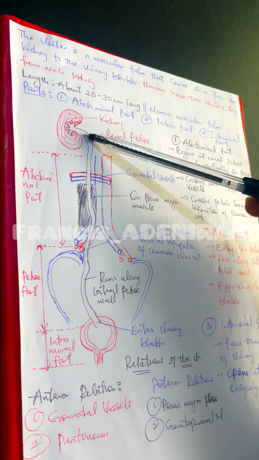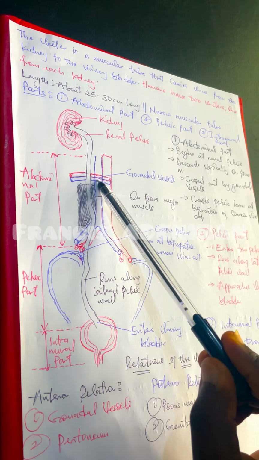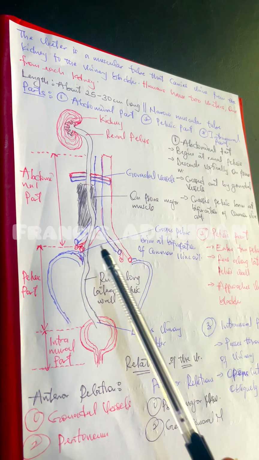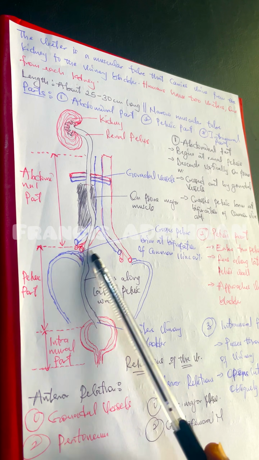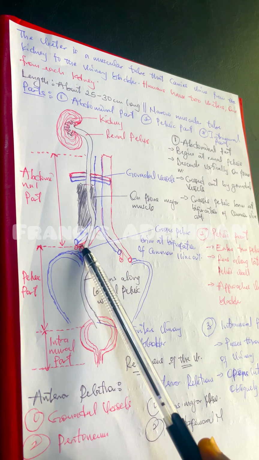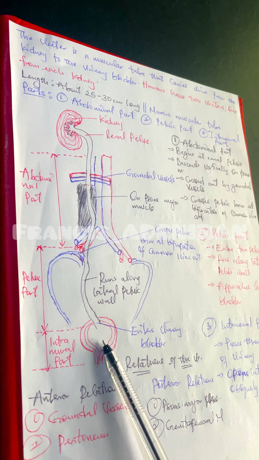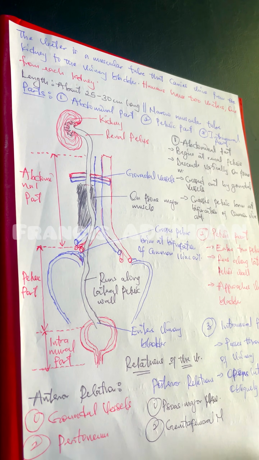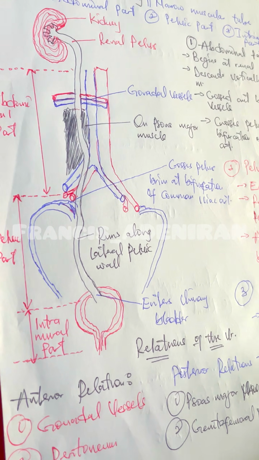So once again, the ureter begins at the renal pelvis, descends downward on the psoas major muscle, and is crossed by the gonadal vessels. Here it crosses the pelvic brim at the bifurcation of the common iliac artery to enter into the true pelvis and become the pelvic part. It runs along the lateral pelvic wall, approaches the urinary bladder, and once it is inside, it becomes the intramural part. So let's talk about the relations. The anterior relations of the ureter are the gonadal vessels and the peritoneum, while the posterior relations are the psoas major muscle and the genitofemoral nerve.